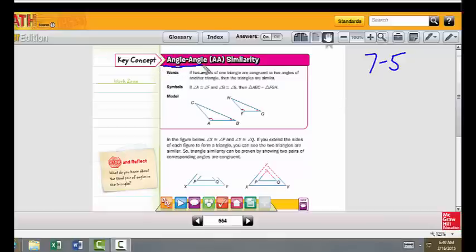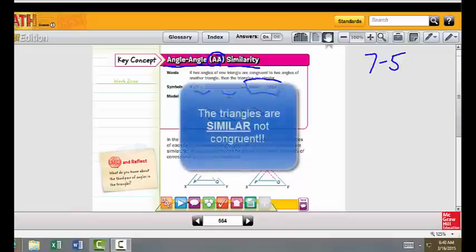We're talking about angle-angle or AA similarity. In words, we would say if two angles of one triangle are congruent to two angles of another triangle, then the triangles are similar. So the key thing here is we do not have to prove all three angles congruent. If we just come up with two angles that are congruent, we know that the two triangles are similar. So in symbols we could put it like this. Angle A and F are congruent and angle B and G are congruent, then these two triangles are similar.